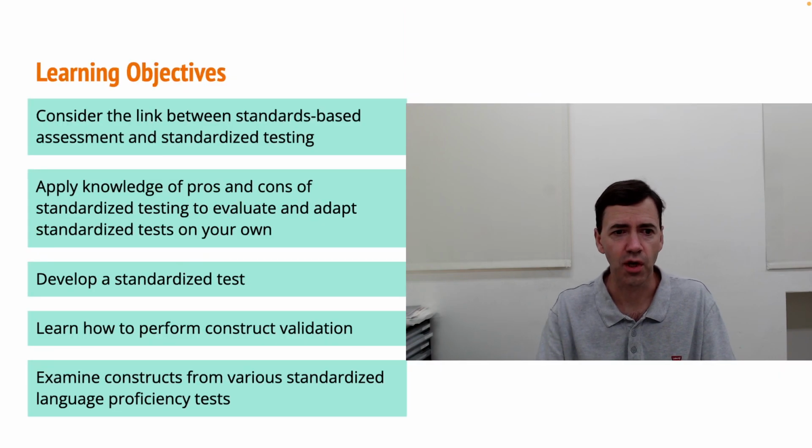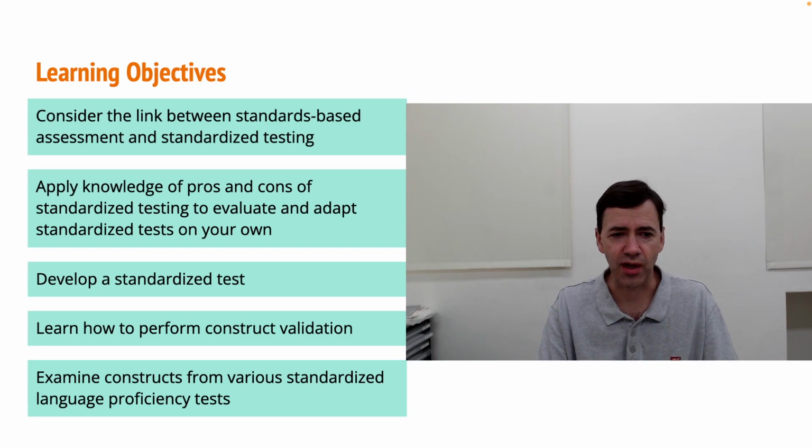All right, so learning objectives for this chapter. There are 5. The first is you should consider the link between standards-based assessment and standardized testing. The second one is to try to apply the knowledge of the pros and cons of standardized testing so that you can evaluate and adapt standardized tests on your own.